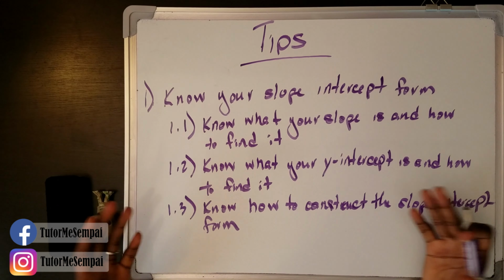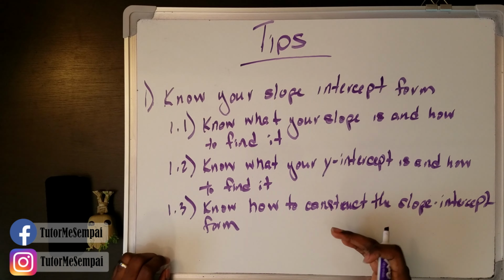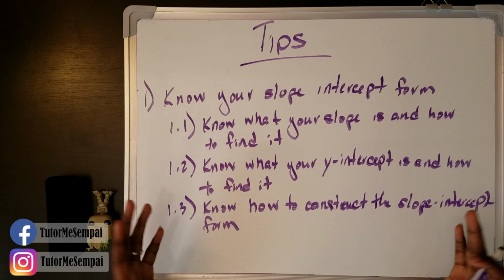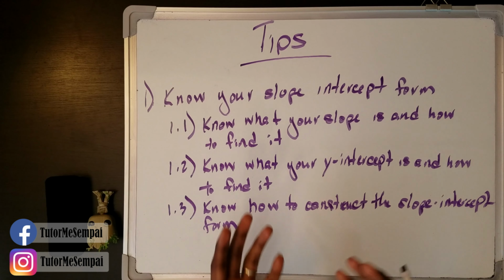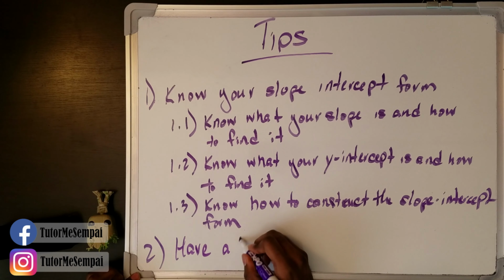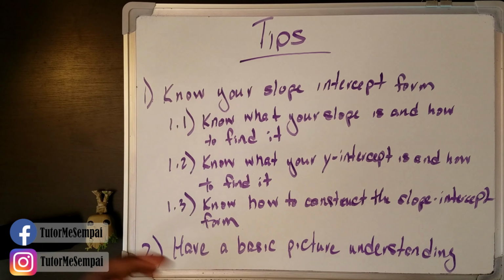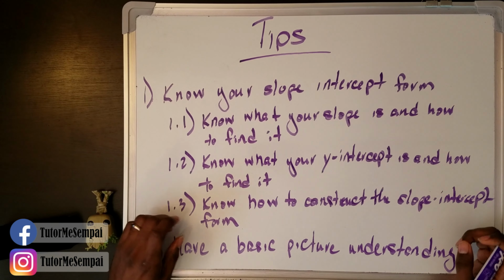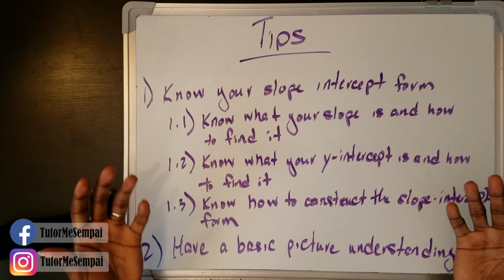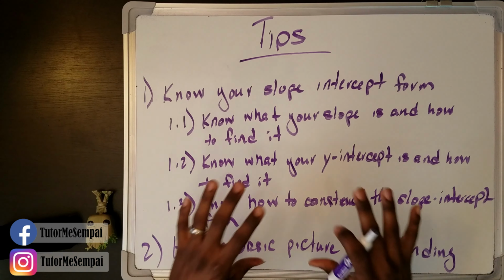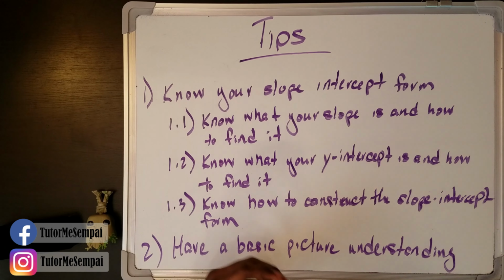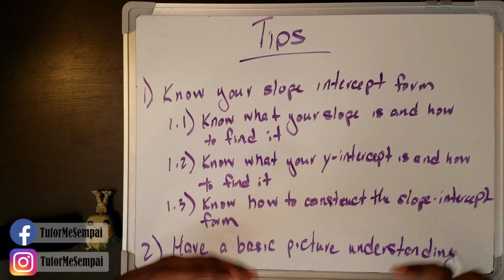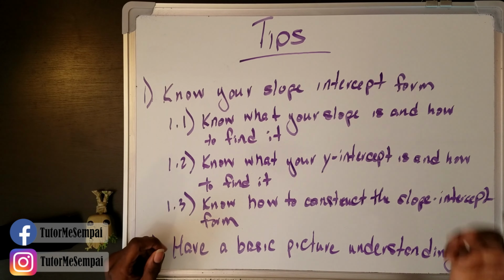Now, the second tip, and the last tip I really have for today, is having a basic understanding of what your slope-intercept form looks like, what your graph looks like, depending on how parts change. Have a basic picture understanding. If you have a negative slope versus a positive slope, what does your graph look like? If you have a negative y-intercept versus a positive y-intercept, what does your graph look like? Having a basic understanding of what the picture looks like can really help you tackle some of these questions that will show up on your PSAT.